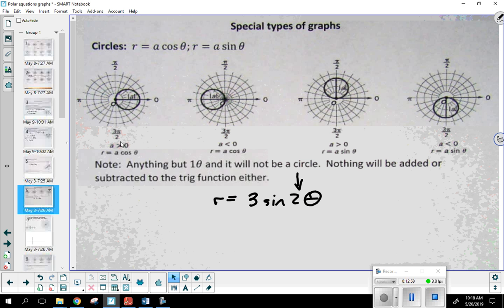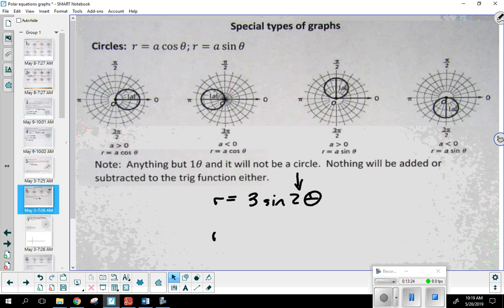But there's a difference here. What you're going to notice is this one right here, all your petals are going to have a maximum length of 3 units. But this one would have 4 petals. If the coefficient of theta is even, you double that, and that's going to be the number of petals. So the petals would be 3 units long, and there would be 4 of them.